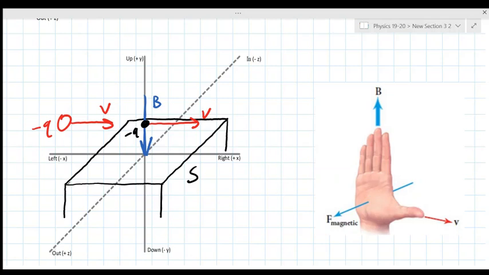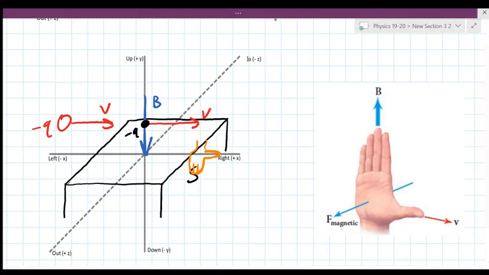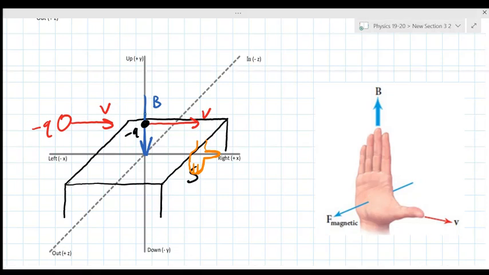So if we use the right-hand rule, let me see if I can draw it again. V is pointing that way, so your thumb will be pointing that way, and your fingers will be pointing downward. And it looks like if I do my right hand like that in that position, my palm is facing into the board. So the force on this negative charge would be in.